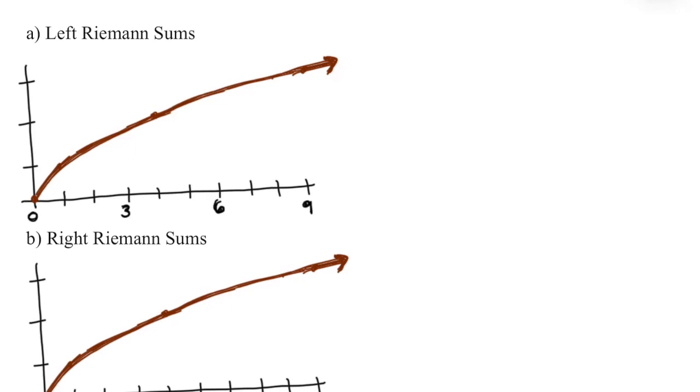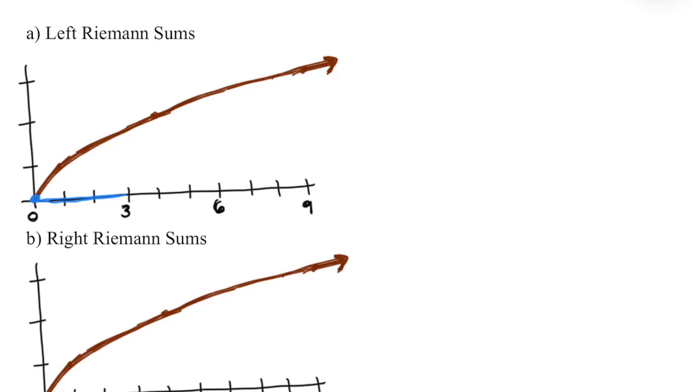So if I start off with left Riemann sums, let's get a new color up in here. Let's do blue. Left Riemann sums means that at the endpoints of my subintervals, I'm going to use the endpoint on the left. So from 0 to 3, I'm going to choose to use 0. And so my first subinterval, since it starts at 0, there's really no rectangle here. It's a rectangle with a height of 0. So that's it for that.